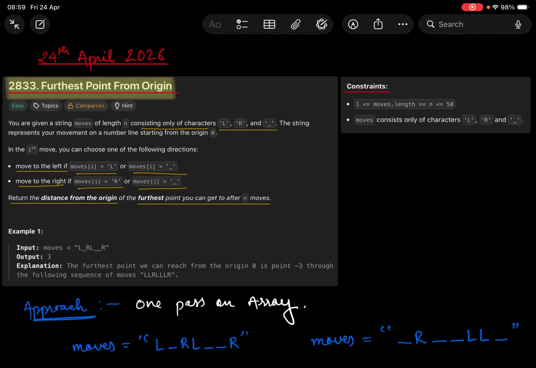Hi guys, let's solve today's Leetcode problem, and it is problem number 2833, Furthest Point From Origin. Okay, it's an easy problem.